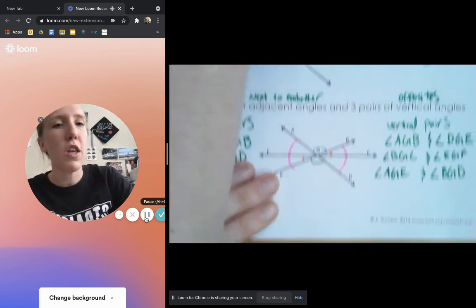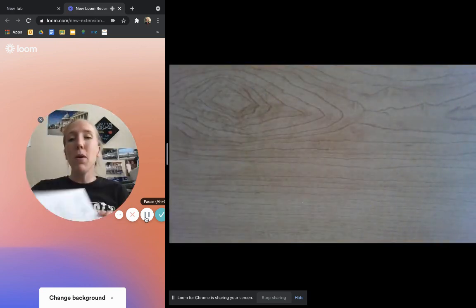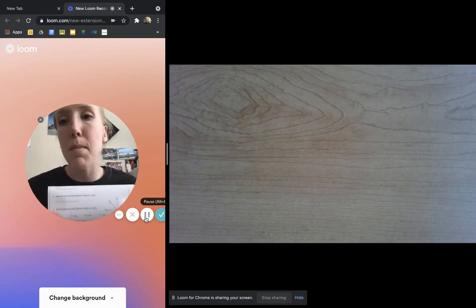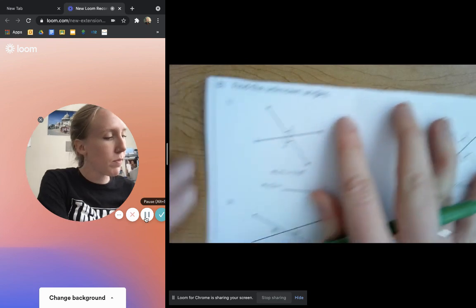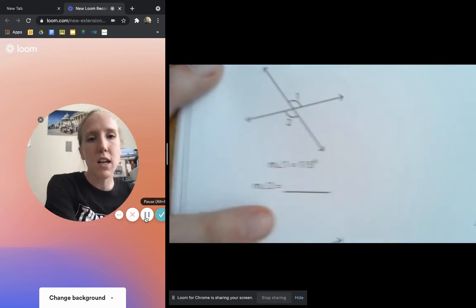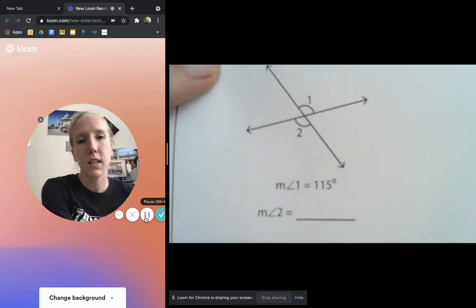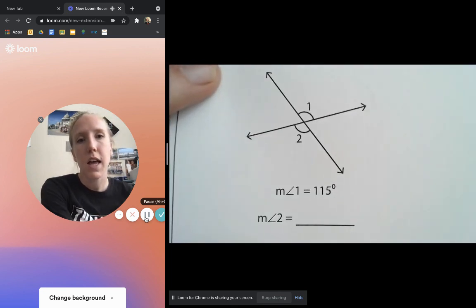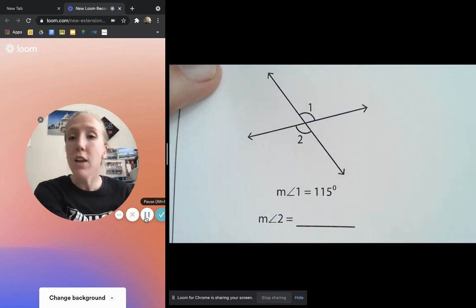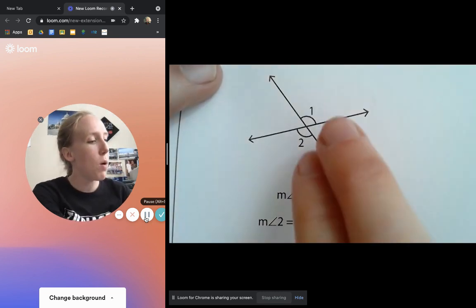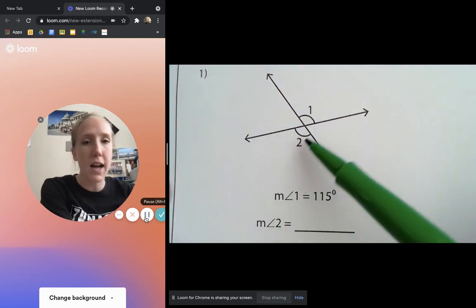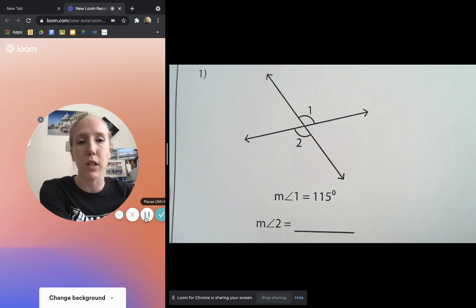The other thing that you need to know, remember how we said vertical angles are always the same measure. So we're going to look at some vertical angles really quick. Take a look at this. It is only telling us about angle 1 and 2. Angle 1 and 2 are what we know are called vertical. So if you reflect or flip angle 2, it would match up perfectly with angle 1.